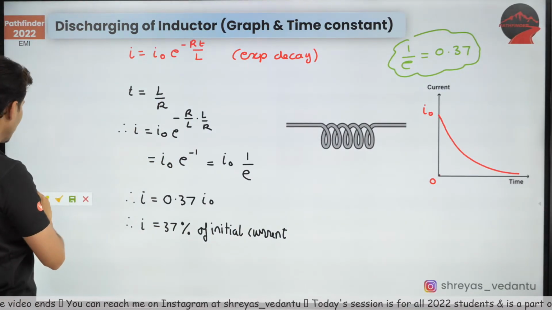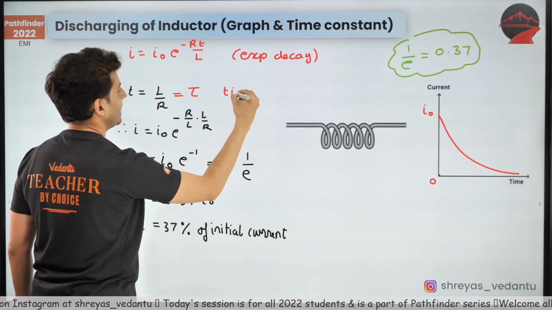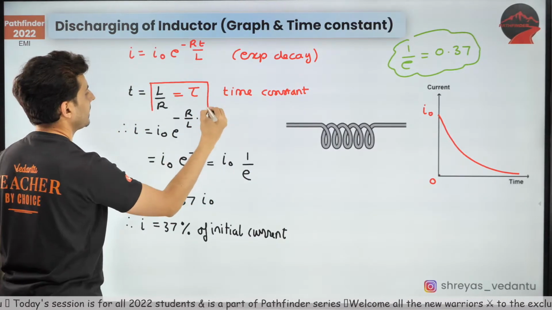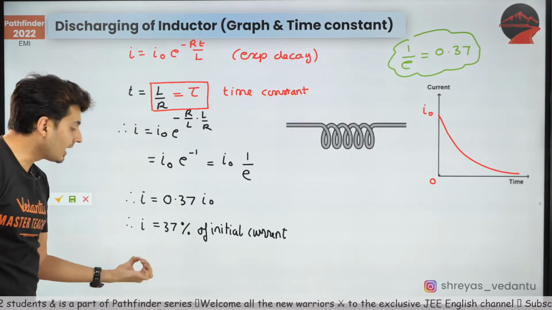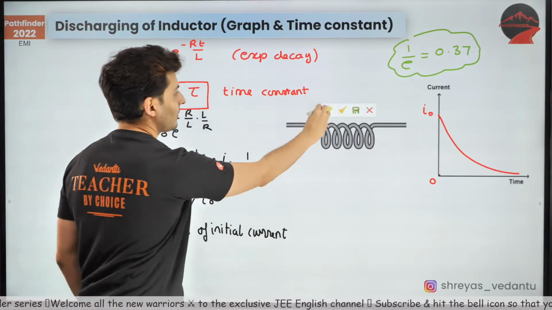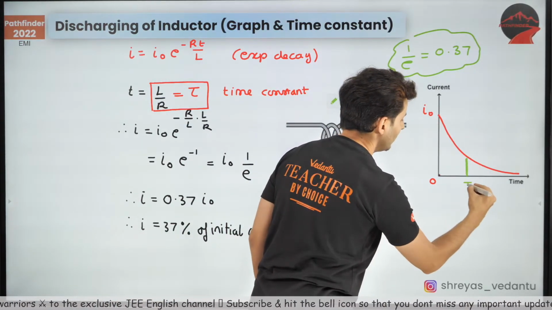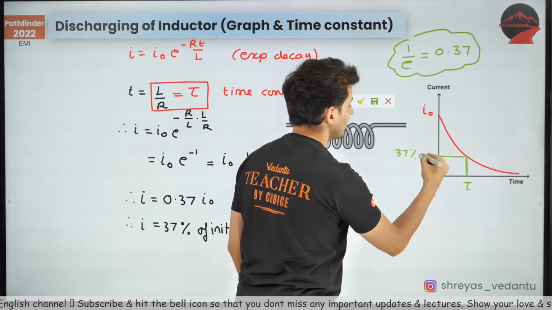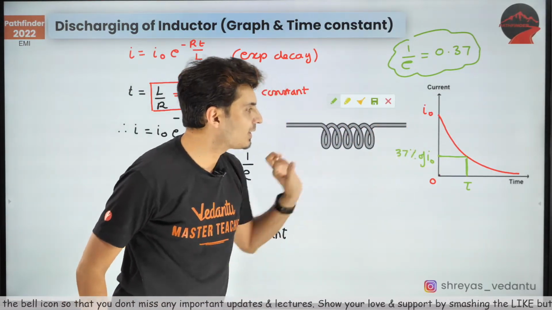This time has been given a symbol, and let me write it down. This is called tau, which is nothing but the time constant. Time constant, a very, very important number for all of you. After one time constant, which is L by R, the current will reach 37% of the original current. That means if one were to draw the time constant, let's say here, this was the time constant. If you mark the number over here, this will be 37% of I naught. So 63% would have vanished, 37% would remain.